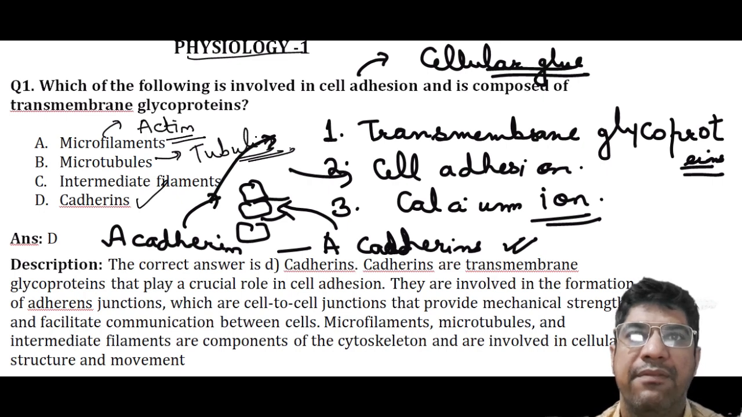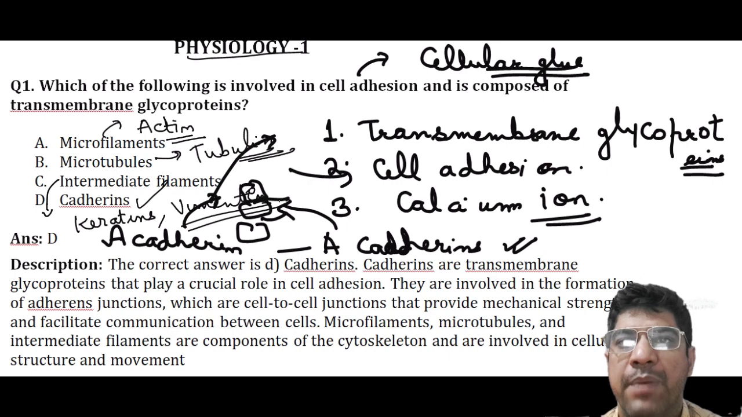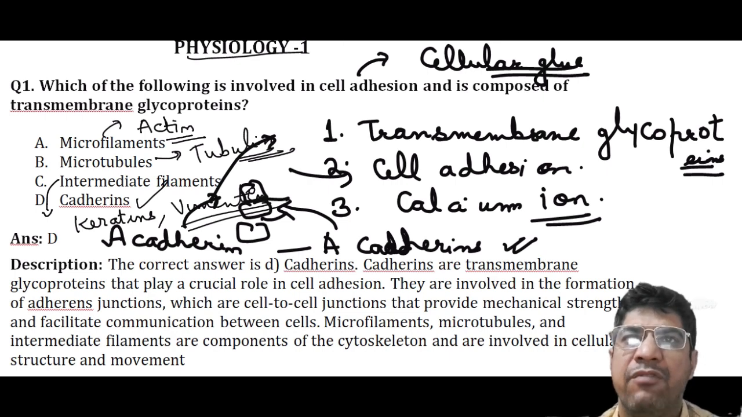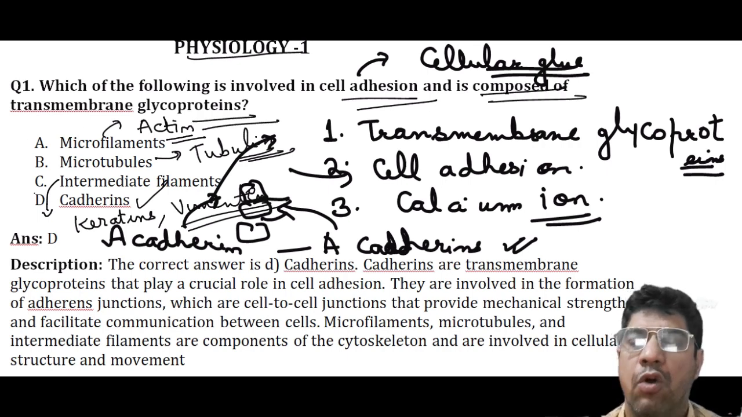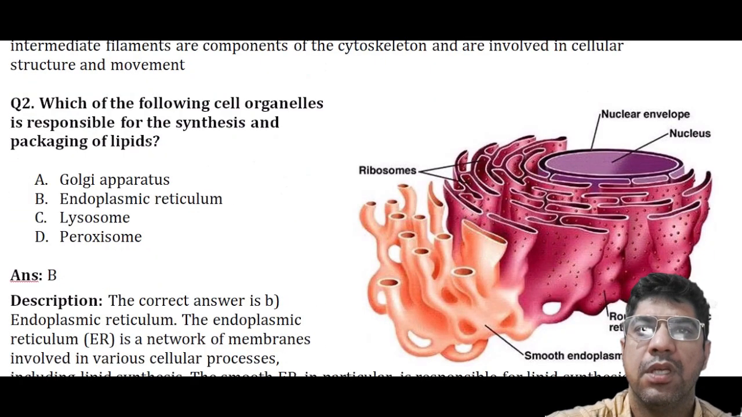Whereas the intermediate filaments are composed of various types of proteins like keratins, vimentins, etc. They provide mechanical support and maintain the structural integrity of cells and tissues. So which of the following is involved in cell adhesion and is composed of transmembrane glycoprotein? The answer would be cadherins. Hope you understand that. Let us move to the next question.